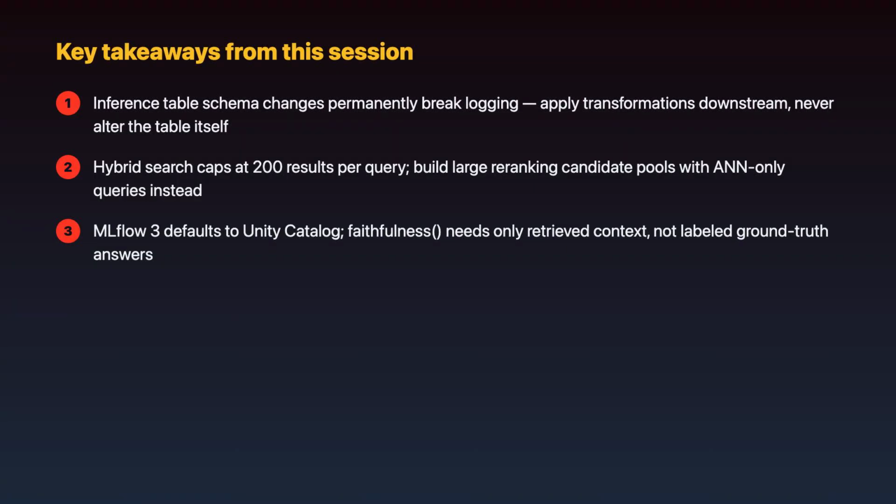Three takeaways from this session. First, inference table schema changes permanently break logging, apply transformations downstream, never alter the table itself. Second, hybrid search caps at 200 results per query, build large re-ranking candidate pools with ANN-only queries instead. Third, MLflow 3 defaults to Unity Catalog. Faithfulness needs only retrieved context, not labeled ground truth answers.